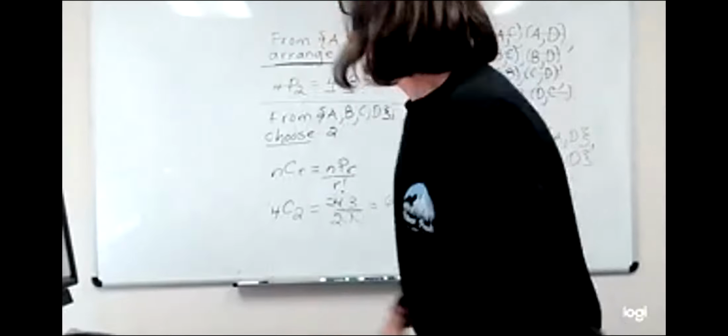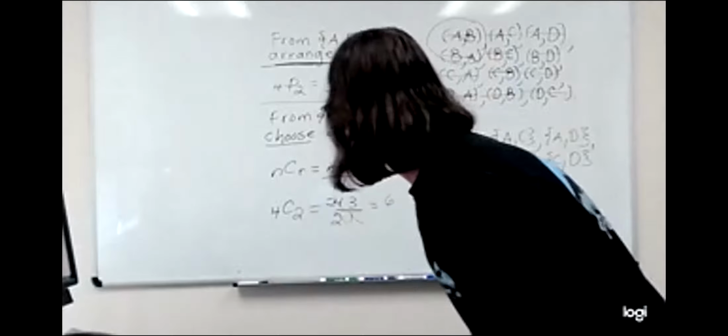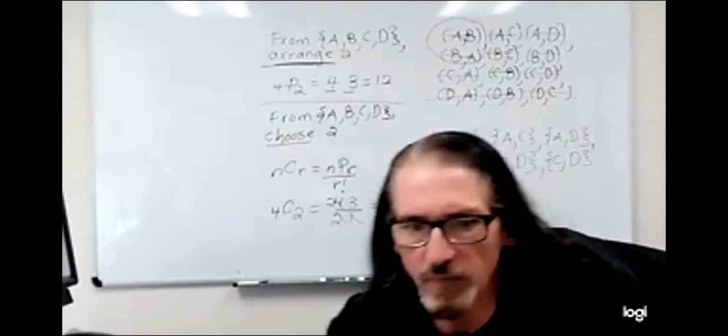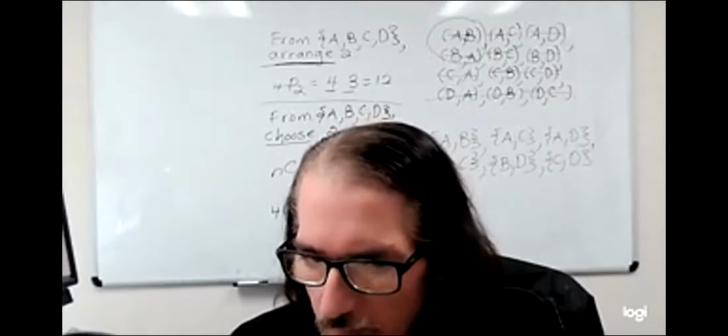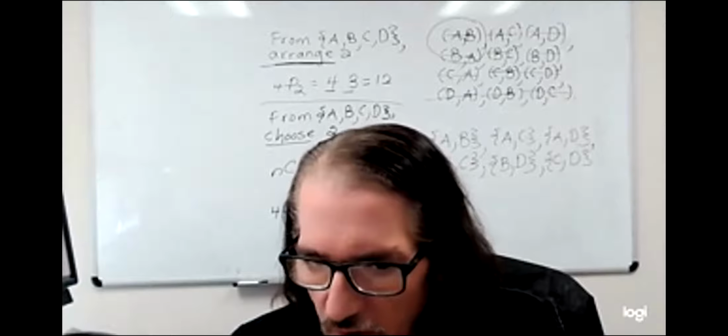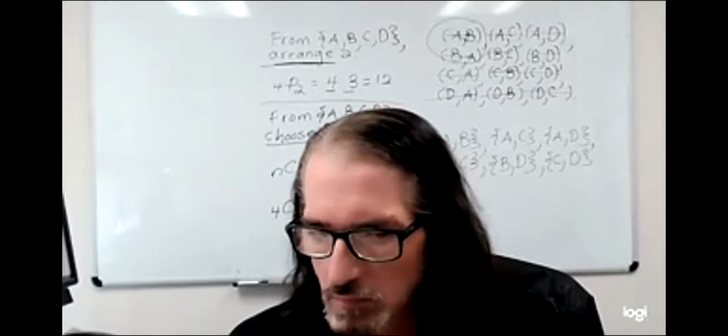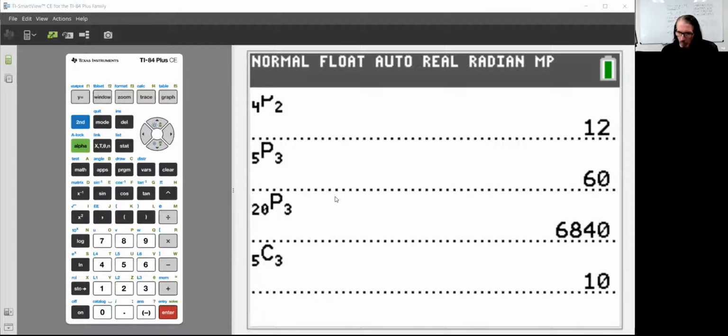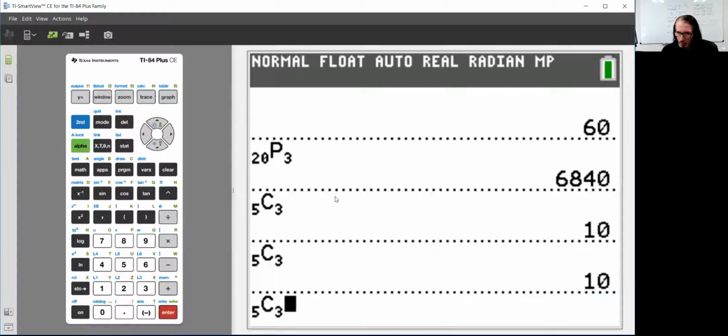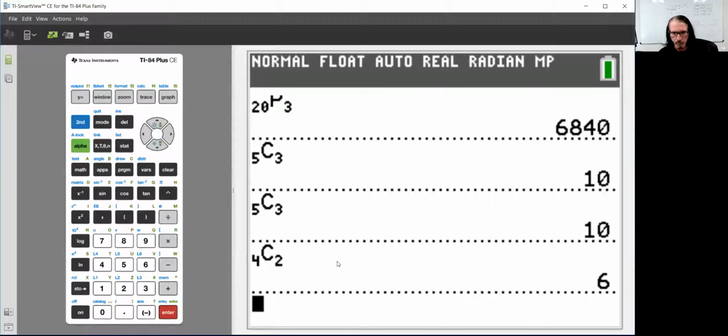Okay, so checking for 4C2 on the calculator here real quick. Let's see if we're getting 6 that way as well. Gotta wake it up. 4C2. There we go. All right. Well, let's build on that.